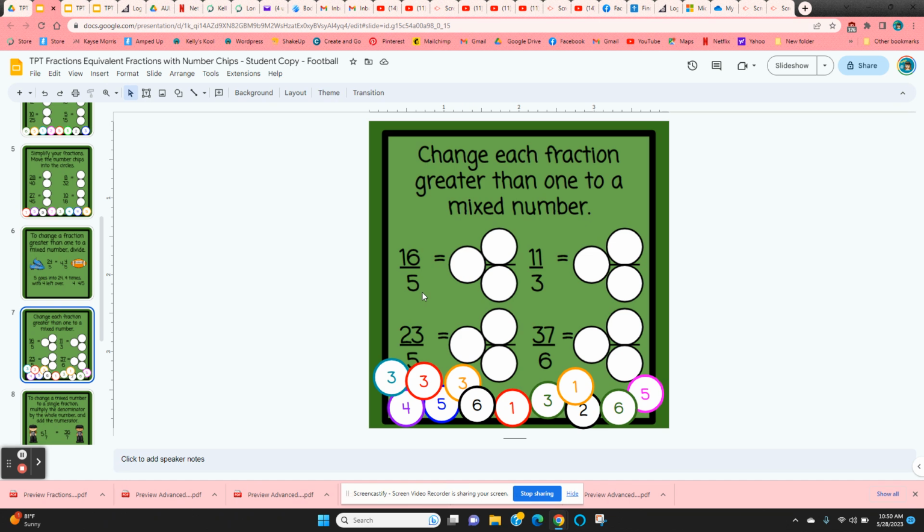So 16/5, 5 goes into 16 3 times. So they're going to click and hold on the edge of a 3. There's your whole number. 3 times 5 is 15, so that means there's 1 left over. Denominator doesn't change, it stays the same. And so on with the rest of these problems.